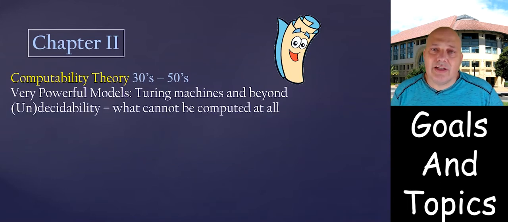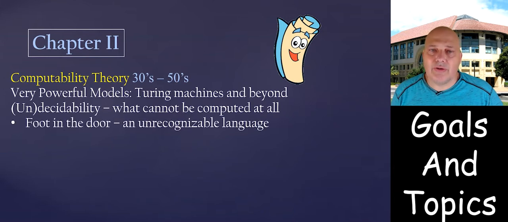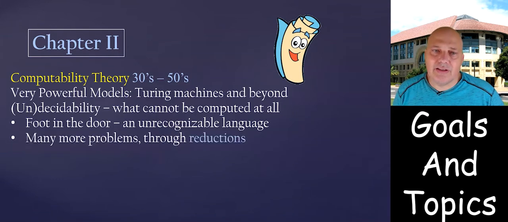And still in this model, we can talk about what cannot be computed at all in this model, what's undecidable or not recognizable. And the way we'll show that there are some things that cannot be computed will be by first giving the first kind of foot in the door problem, an example of things that cannot be computed in this model. And then we'll get many more problems that cannot be computed through reductions. So as I said, reductions are a very important aspect in this class.